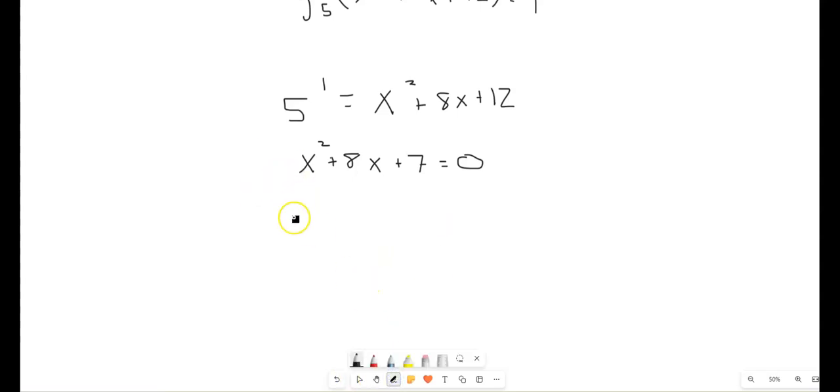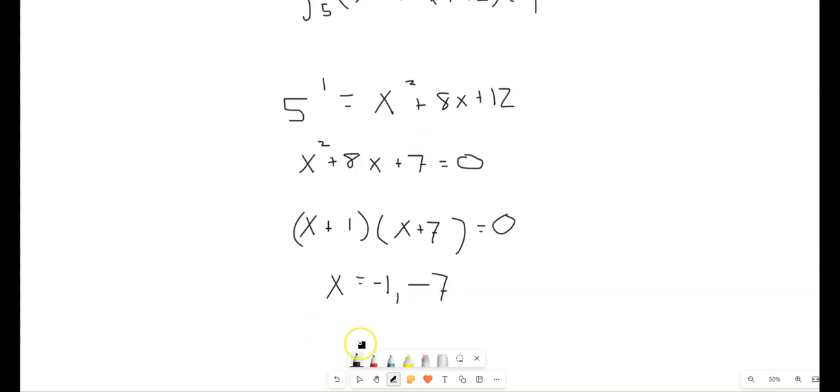So this is going to give us x. We need two numbers that multiply together to give us a positive 7, and two numbers that add together to give us a positive 8. And that's going to be x plus 1 and x plus 7. And this is going to be equal to 0. So our solutions are x is equal to -1 and -7.